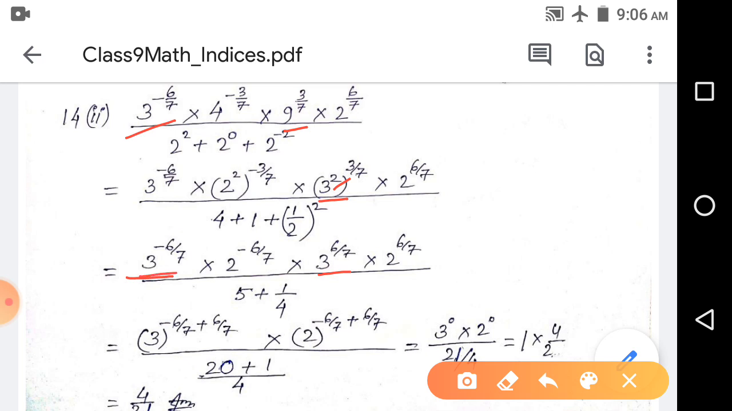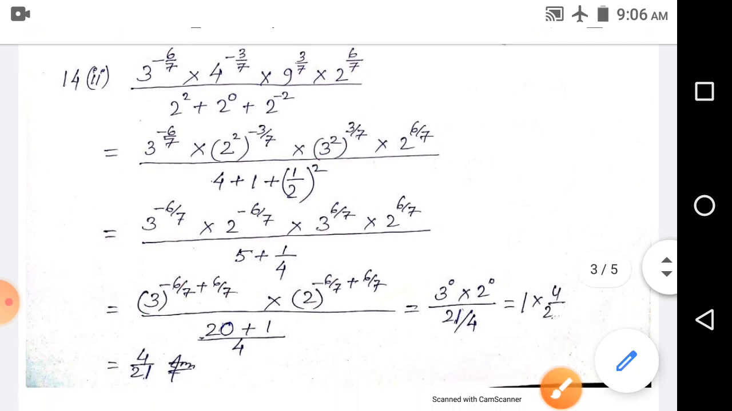So two bases are same, so we can write 3 to the power plus 6 by 7 minus 6 by 7. That means the exponents are added, and as one is minus and one is plus, so those are cancelled. So what is left? 3 to the power 0 is left here.